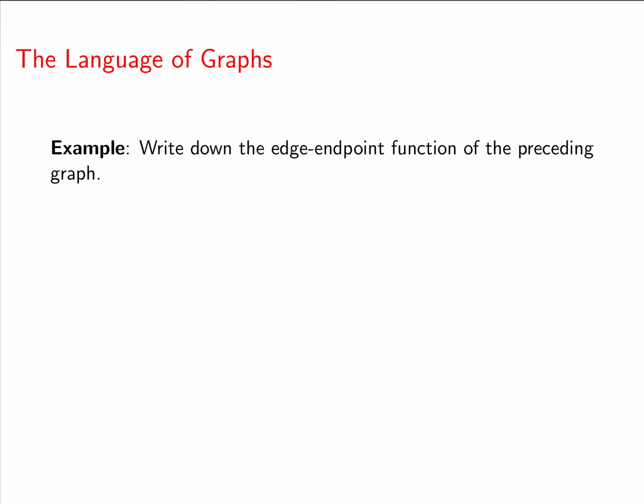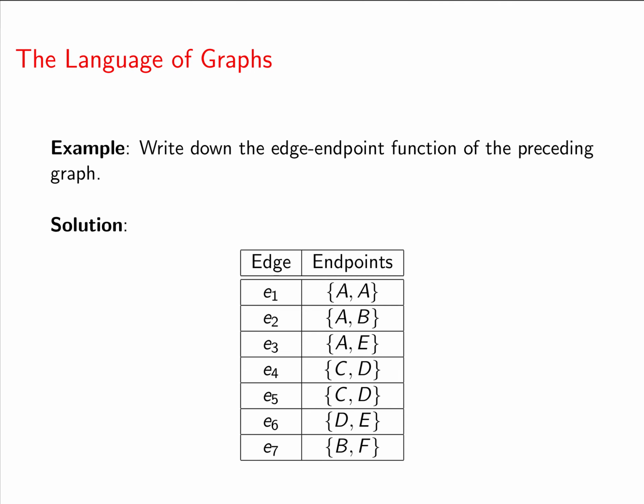All right, so as an example, let's write down the edge-endpoint function of the graph that we've been talking about. And it just looks like this. So we take each edge and map it to the set of endpoints that it is incident on. So what we should see in here is that E4 is connecting C and D. E1, remember, was a loop. It connects A and A.